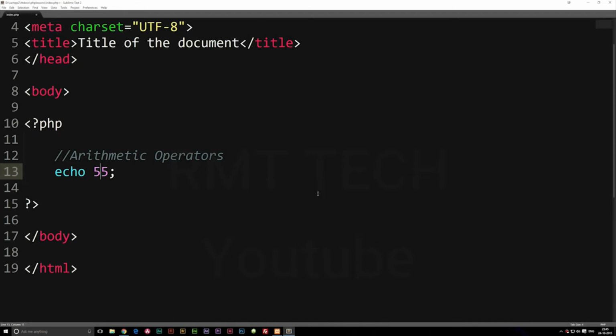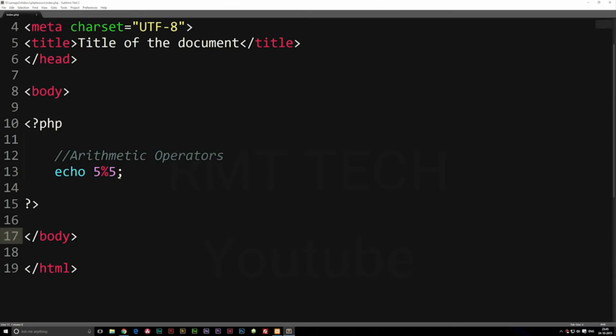So we also have one called a modulus. And a modulus is when we use the percentage symbol. Basically what this does is it says, okay, we have 5 divided by 5, and how much do we have left over? If I save this and refresh my browser, you can see we get 0, because right now 5 divided by 5 has no leftovers. If I change the 5 to an 8 instead, we should have 3 inside our browser, because 8 divided by 5 is 1 into the 8, and then we have 3 left over. So if we refresh, we get 3.